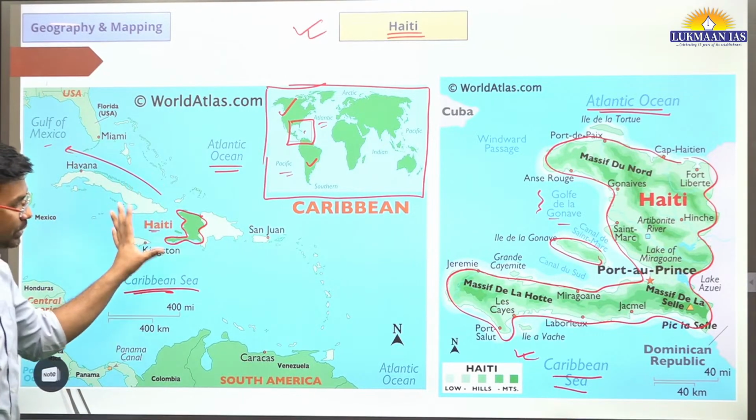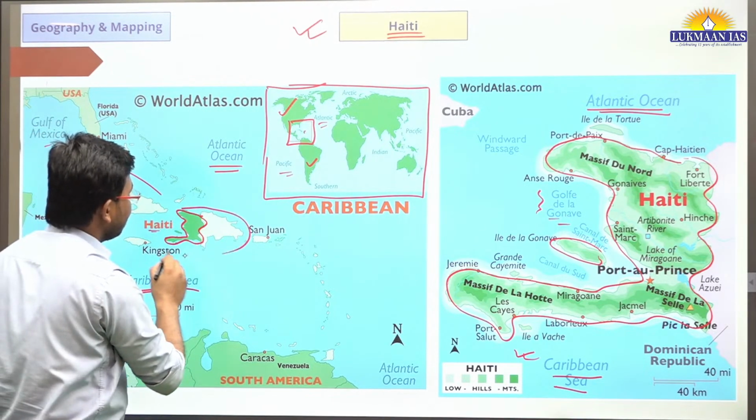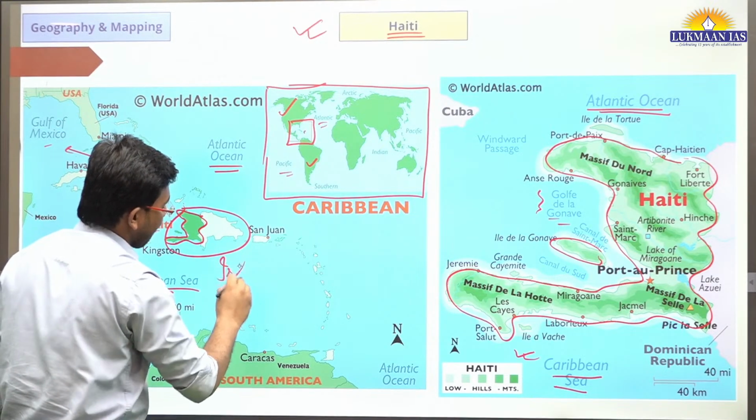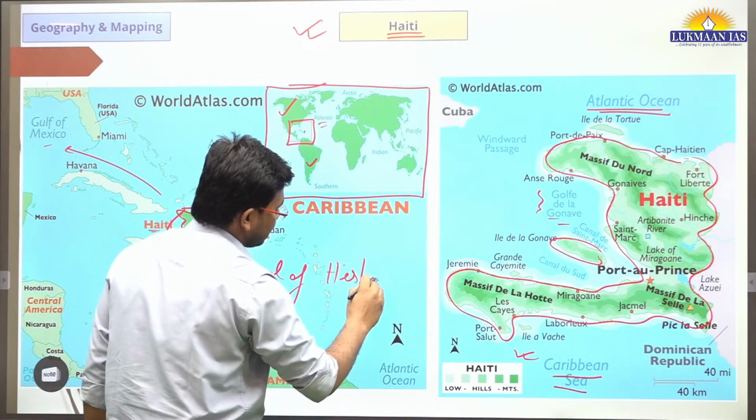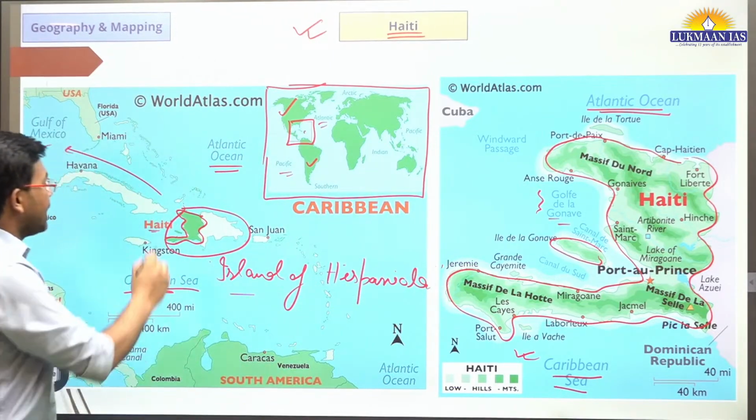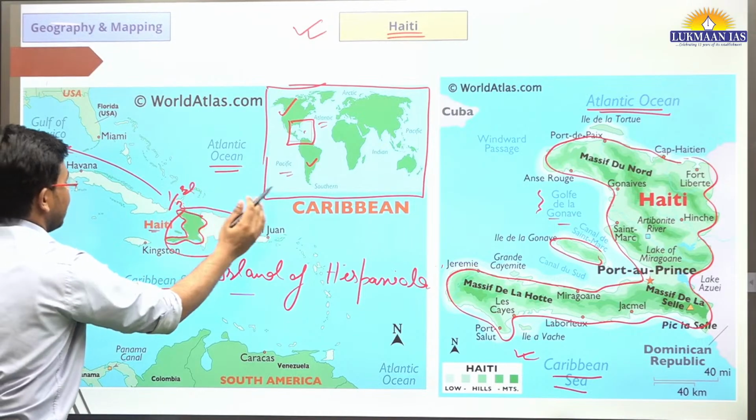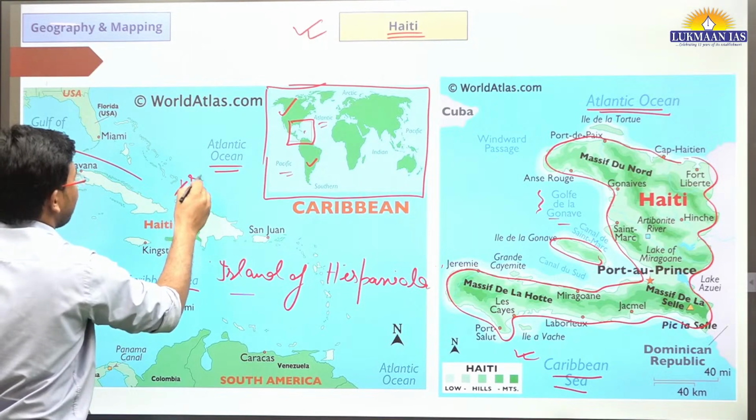So this Haiti country was in the news, and let us talk about one important thing related to Haiti. It is on the island of Hispaniola, in the Greater Antilles. This overall island is known as the Island of Hispaniola. Haiti occupies 1/3 of this particular island. It does not occupy the entire island. So 1/3 of this island is occupied by Haiti.